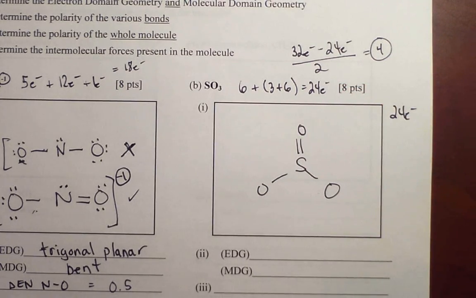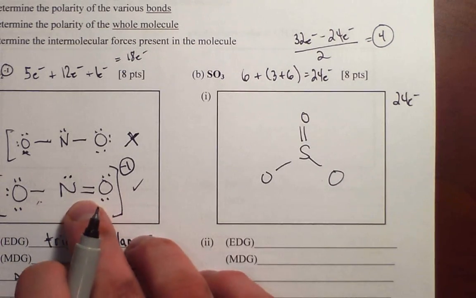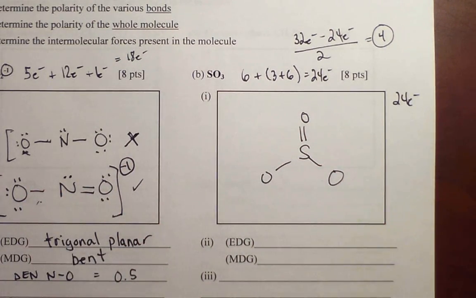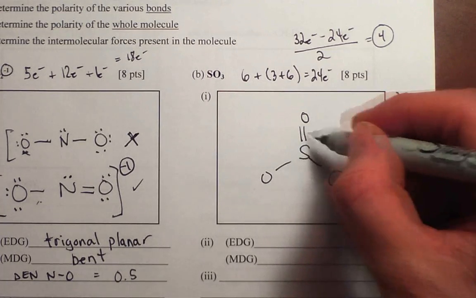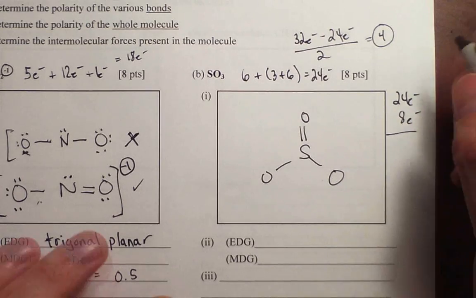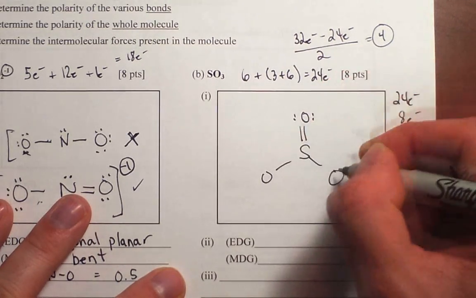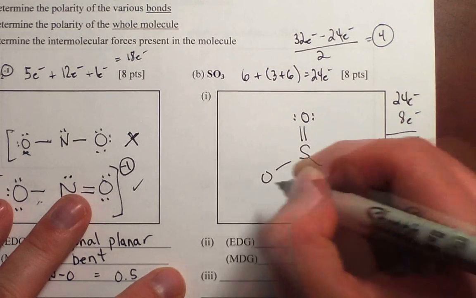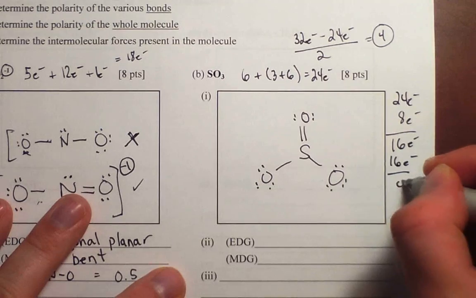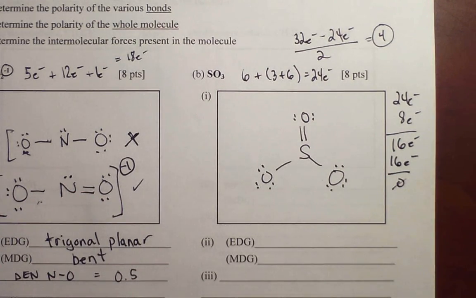So I'm going to add an extra 1. If you want to take the approach to go through all the counting and then have to add 1 and redraw it like we did in letter A, that also would work here. So 2, 4, 6, 8. I just spent 8 electrons in bonding, leaving me with 16. 1, 2, 3, 4, 5, 6, 7, 8, 9, 10, 11, 12, 13, 14, 15, 16. Spent them all. That is a pretty good molecule.